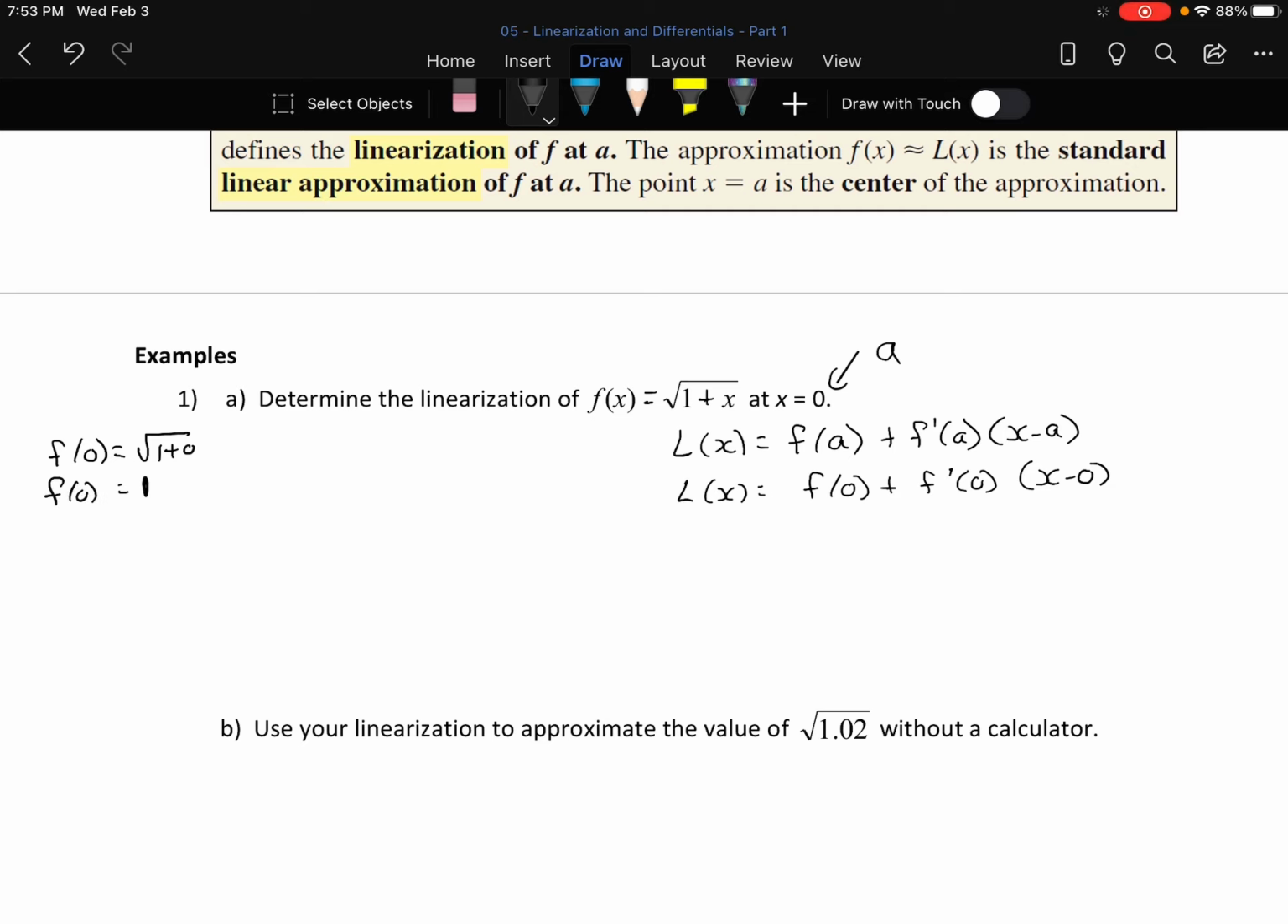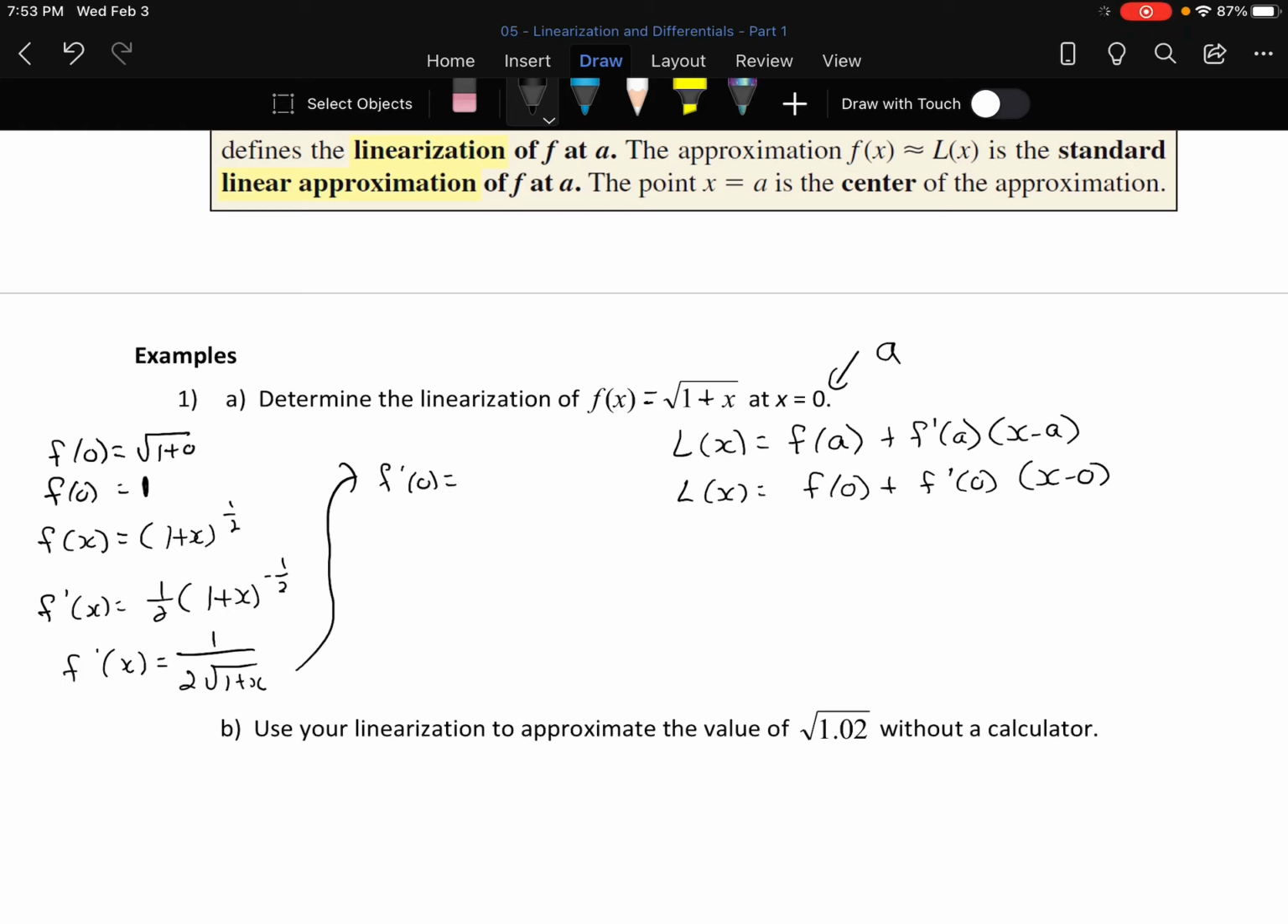Well, I'm going to have to first do a little bit of derivative stuff here. f at x is 1 plus x all to the 1/2. So f prime at x is 1/2 times 1 plus x to the negative 1/2. And we'll just simplify that up a little bit. f prime at x equals 1 over 2 root 1 plus x. And it only takes me a second after that to get f prime at 0.